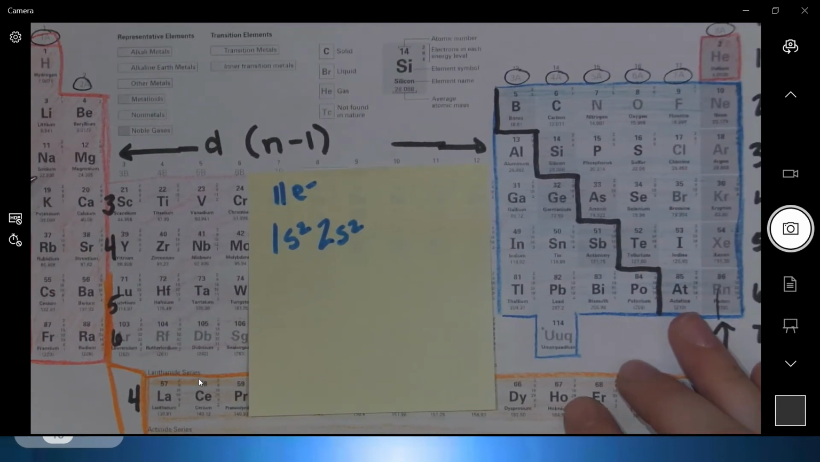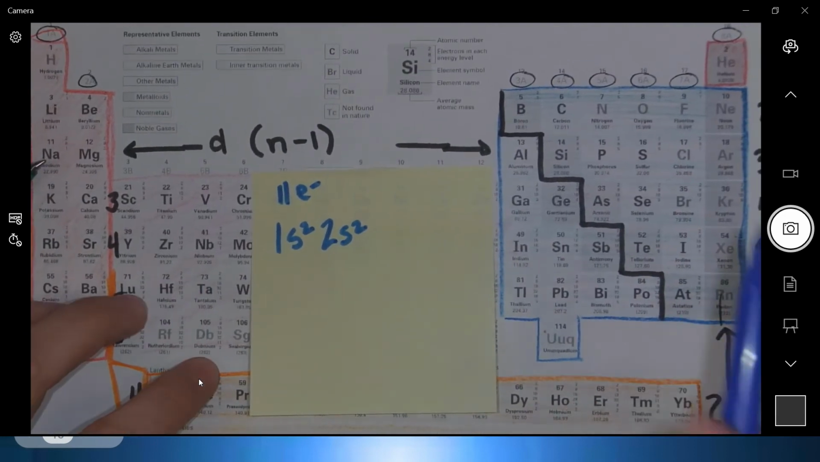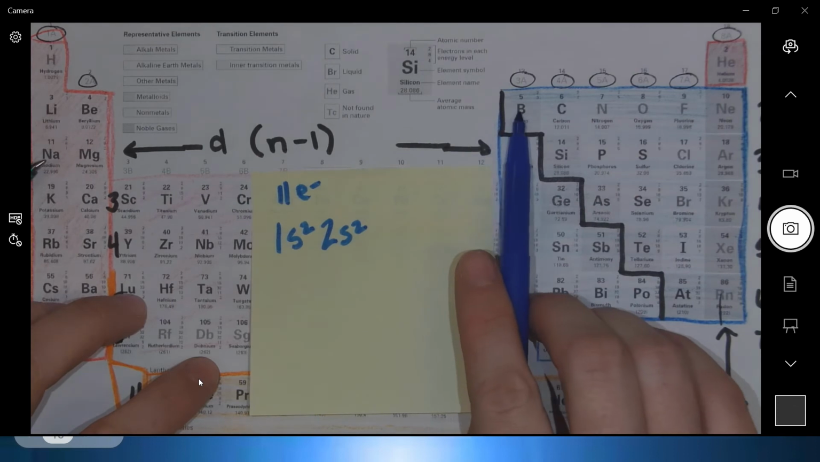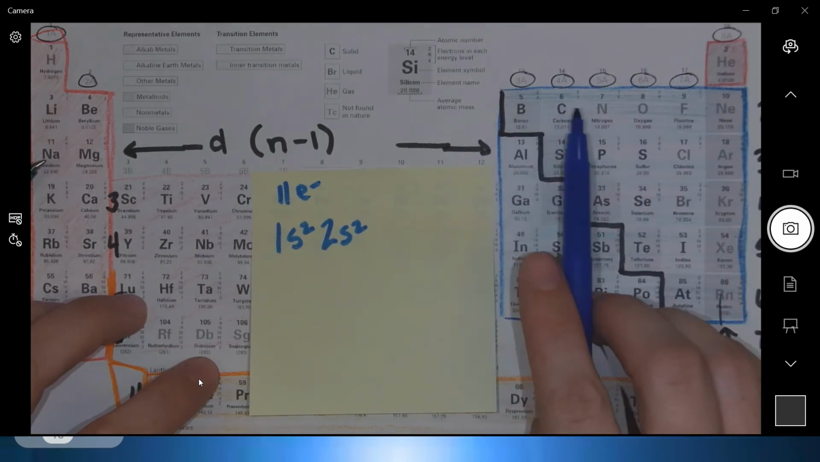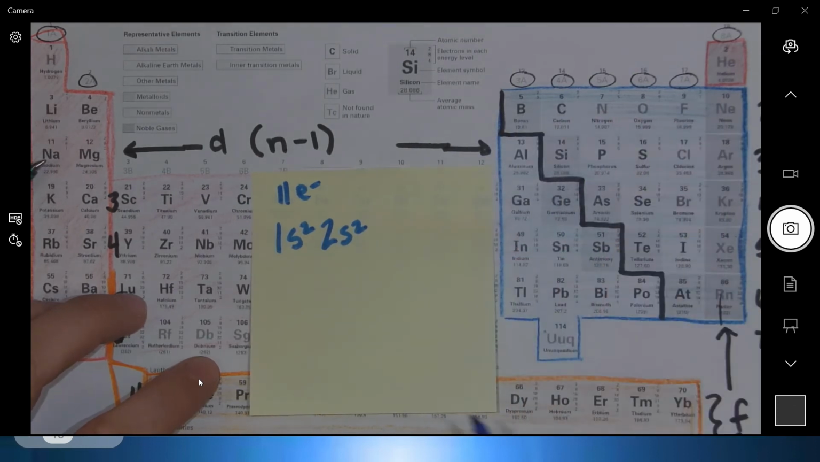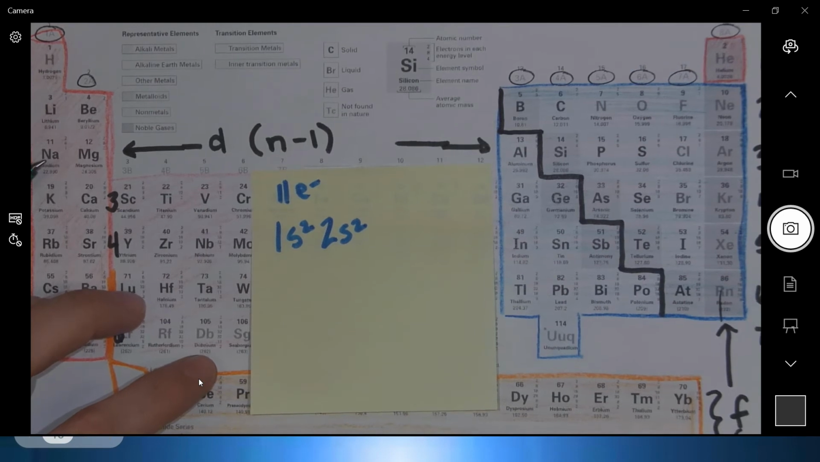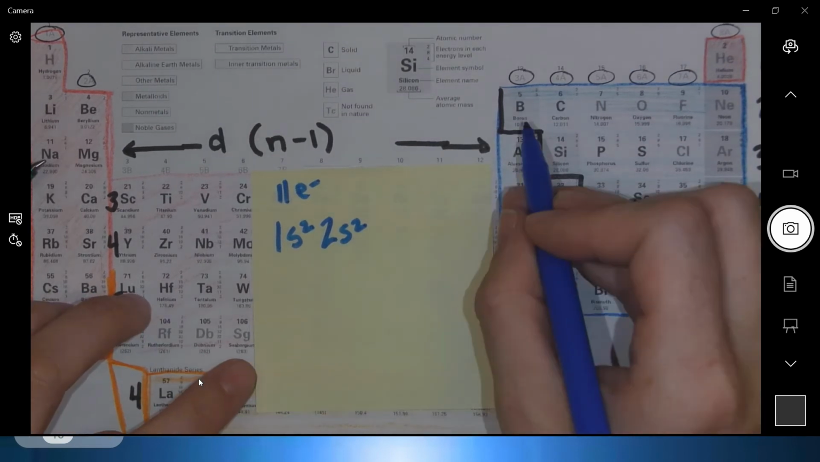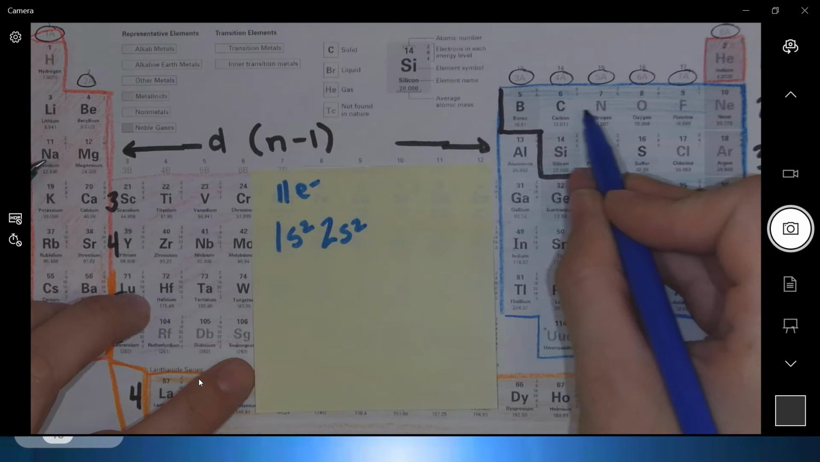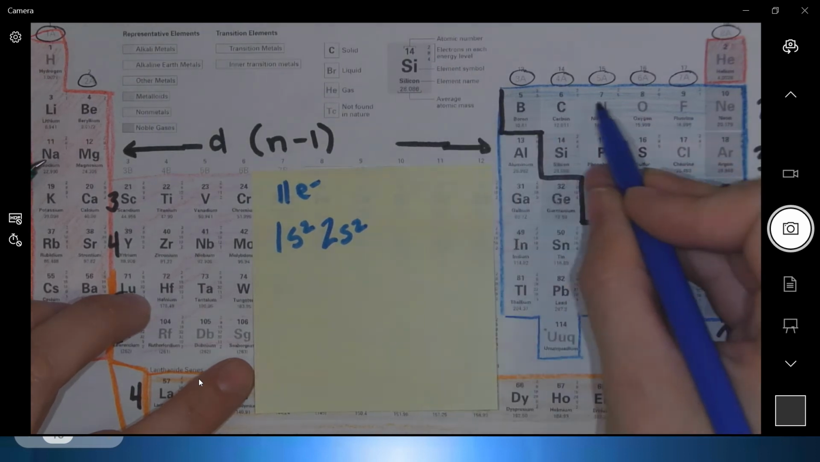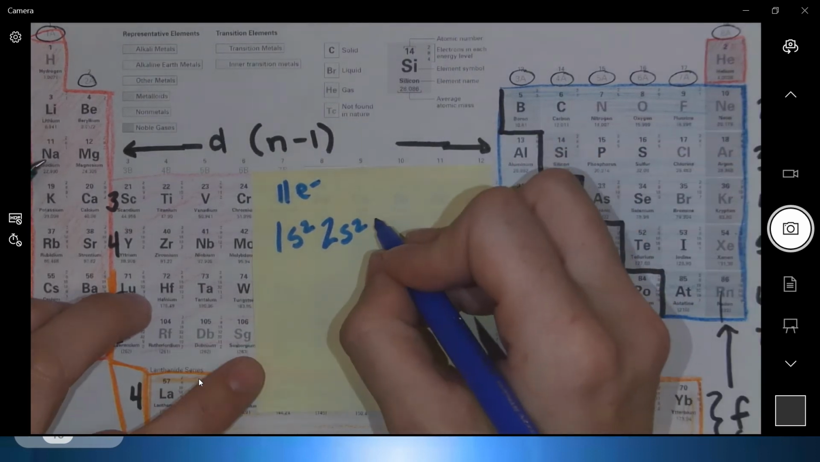In order to get to sodium, I have to completely read through 2p. So I'm going to go through all of these. 1, 2, 3, 4, 5, 6. As you remember from earlier, the p orbital can fit 6 electrons. So if we completely go through a p subshell, we can just know that that means 6.